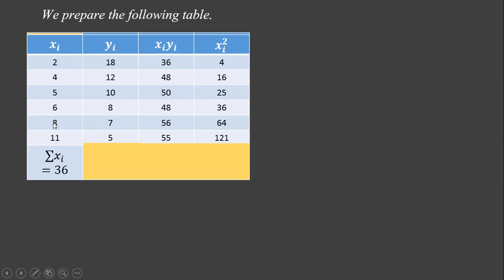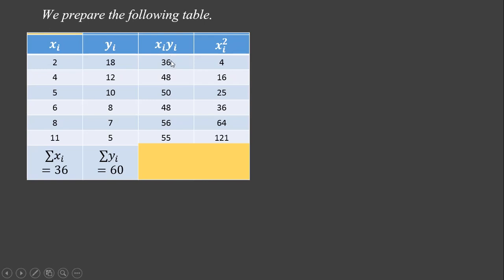Now we require x bar and y bar, so we require summation xi. We add all these values, and addition of all these values will give summation xi. So 2 plus 4 plus 5 plus 6 plus 8 plus 11, it is 36. So we get summation xi is equal to 36. Now we require summation yi. So adding these values: 18 plus 12 plus 10 plus 8 plus 7 plus 5, we get summation yi is equal to 60.